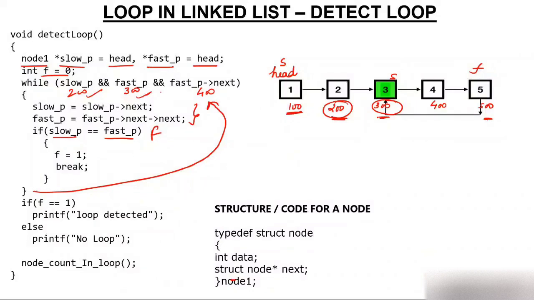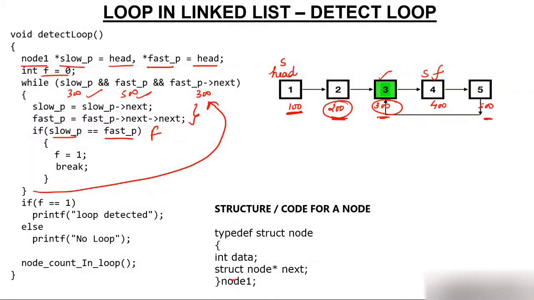We'll again go and check the while condition. What is slow? 300. What is fast? 500. And what is fast next? 500 next is 300. Again, all the conditions are true, other than 0, all AND gate are other than 0. Condition becomes true. What will we do? Move slow by one step, fast by two step. First step is this and second is this, because it will come from this place to this and then this. So fast will come here.